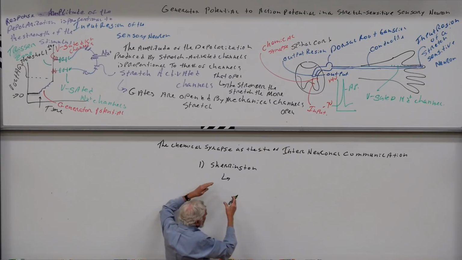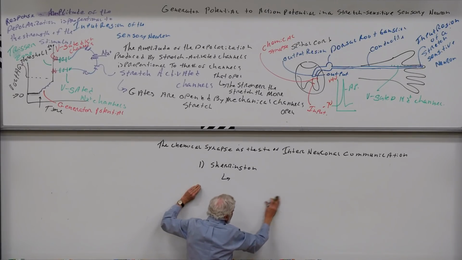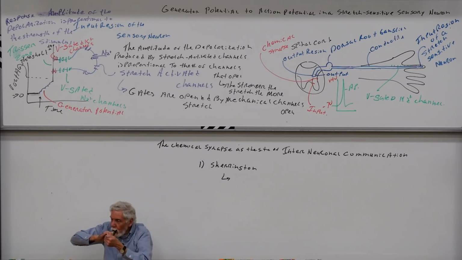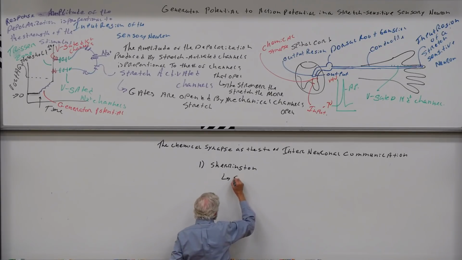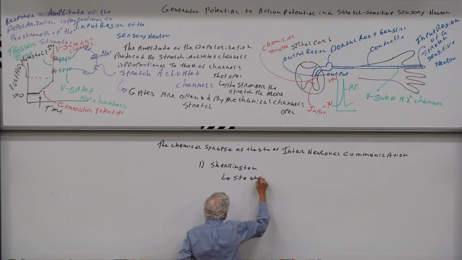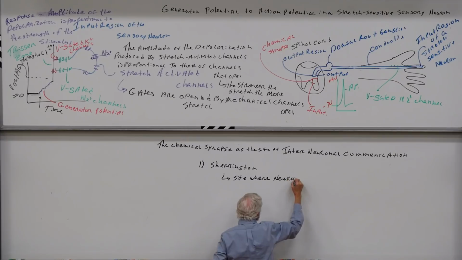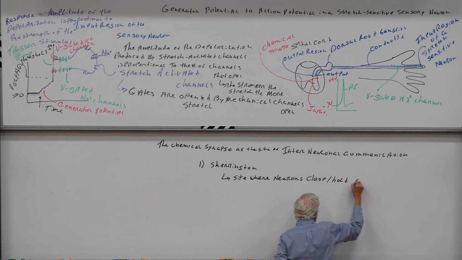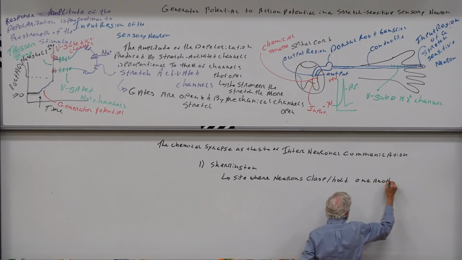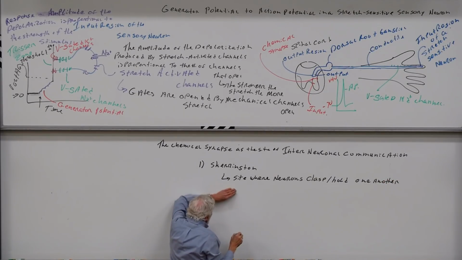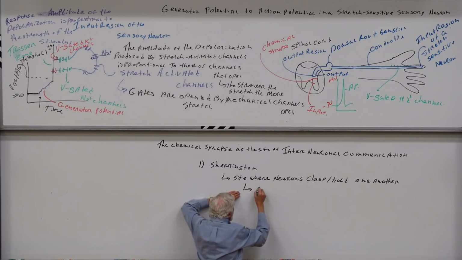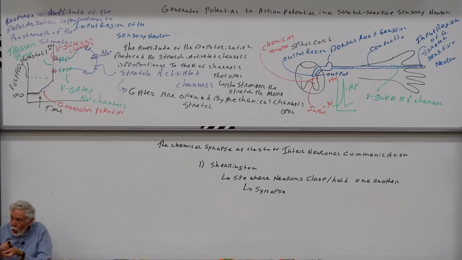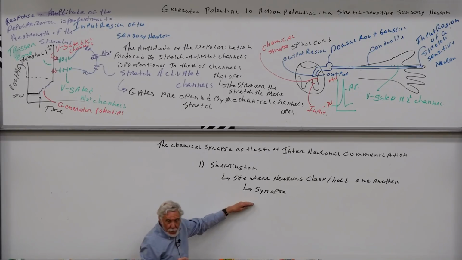And Sherrington looked at these structures that Cajal had drawn and talked to Cajal, and he came up with the idea that there must be sites where these two cells got really, really close to the other. And he said there's a site where neurons clasp or hold one another. He then went to his classic Greek and he said, to clasp or hold means synapse. So he called these sites where the cells got really close to one another mechanically, he called them synapses. That's where the term comes from.